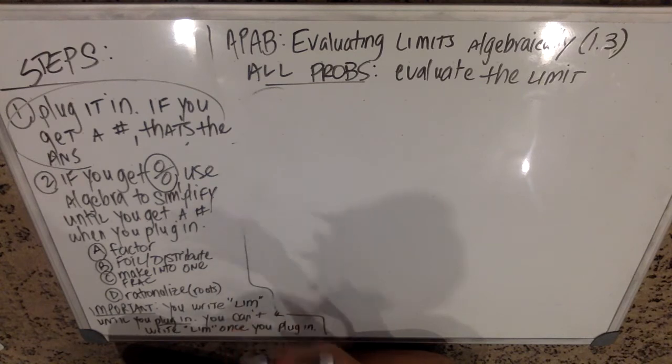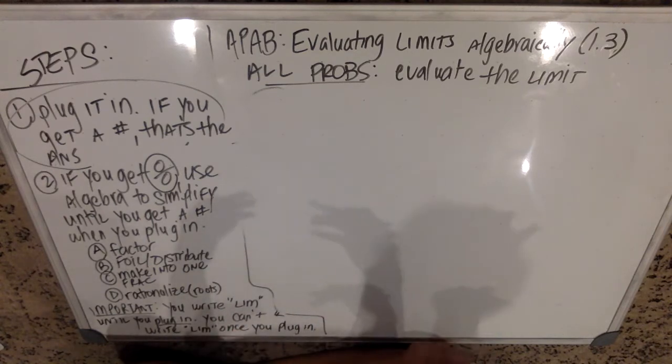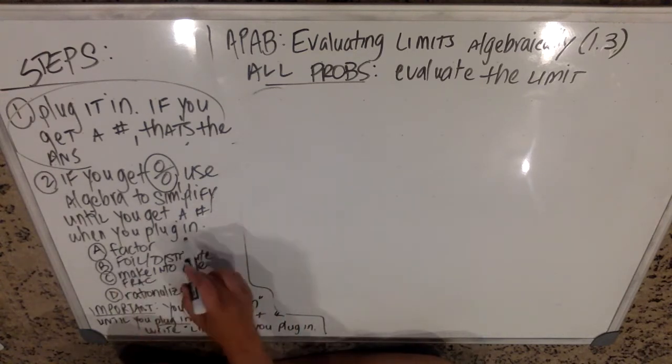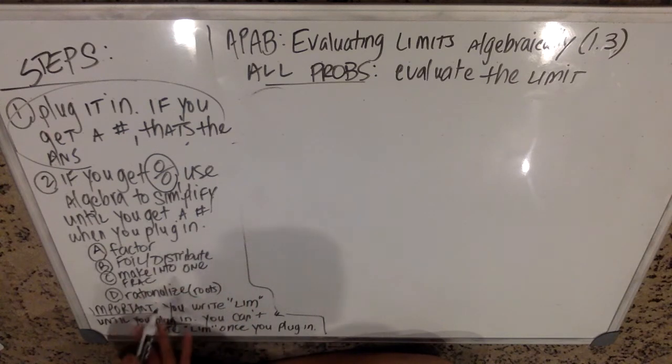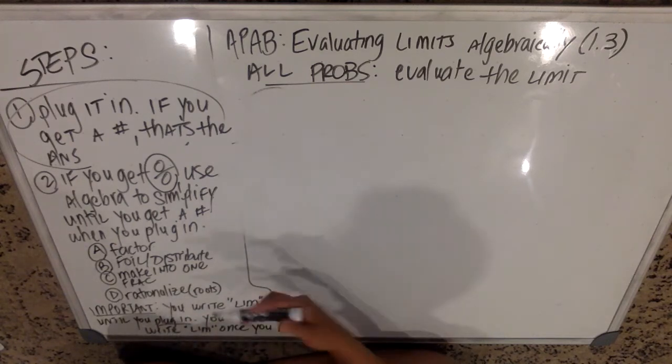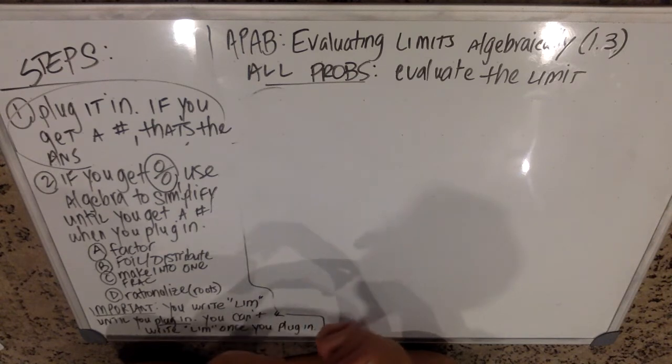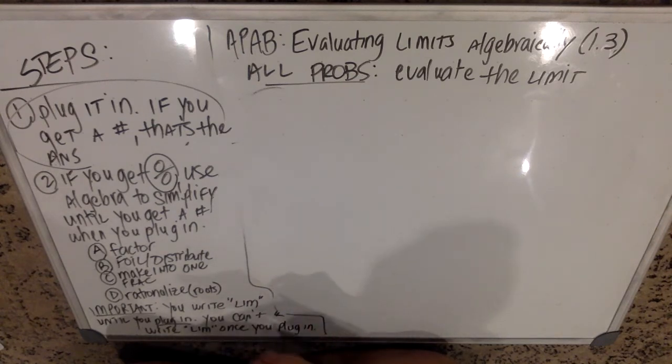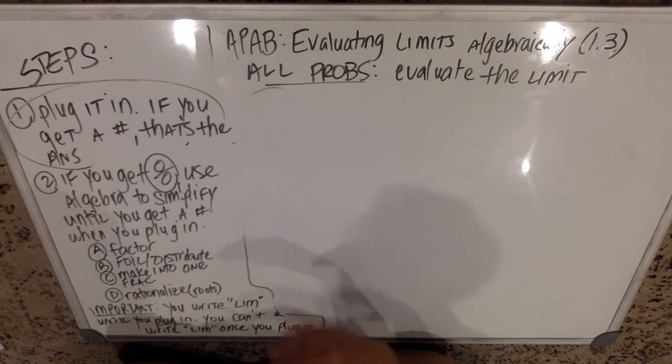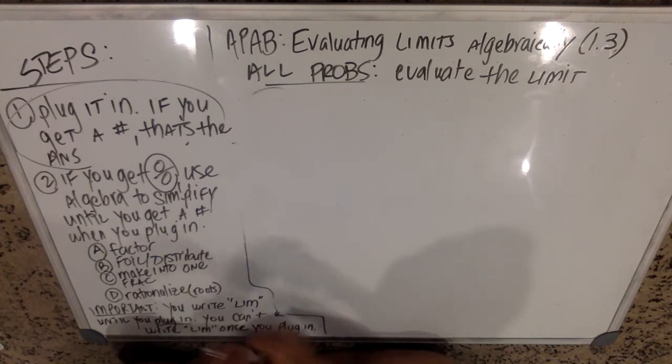Specifically, it's going to simplify basically in one of 4 ways. Those 4 ways are factoring, foiling or distributing, which is sort of the opposite of factoring, making something into one fraction, which I'll explain in a second, and then this thing called rationalizing. The trick with the 4 of these is knowing which one to use. I don't know if you're familiar with the concept of triage, but when you walk into a hospital emergency room, they send you to triage to figure out what is wrong with you, right?